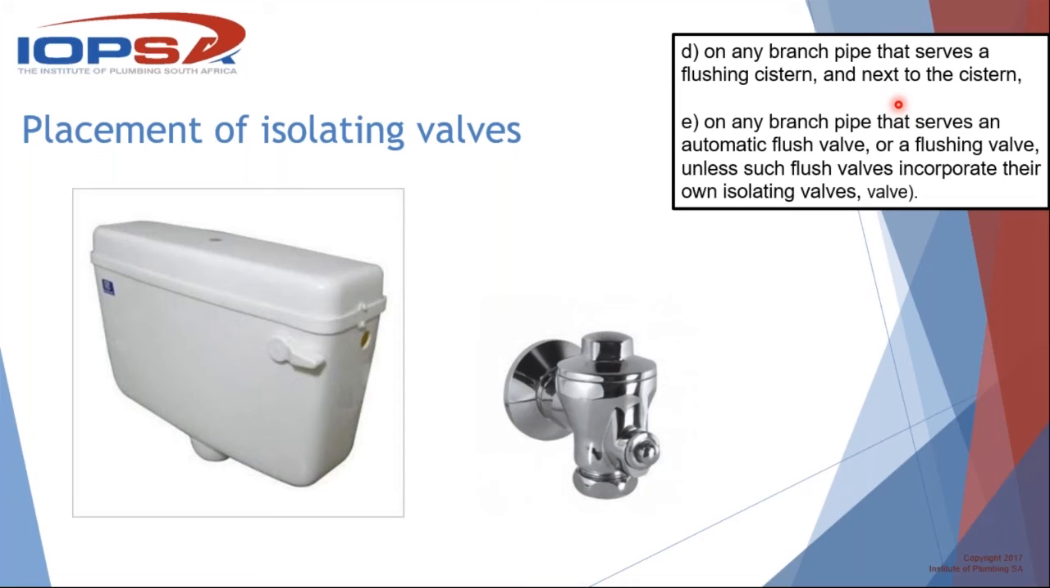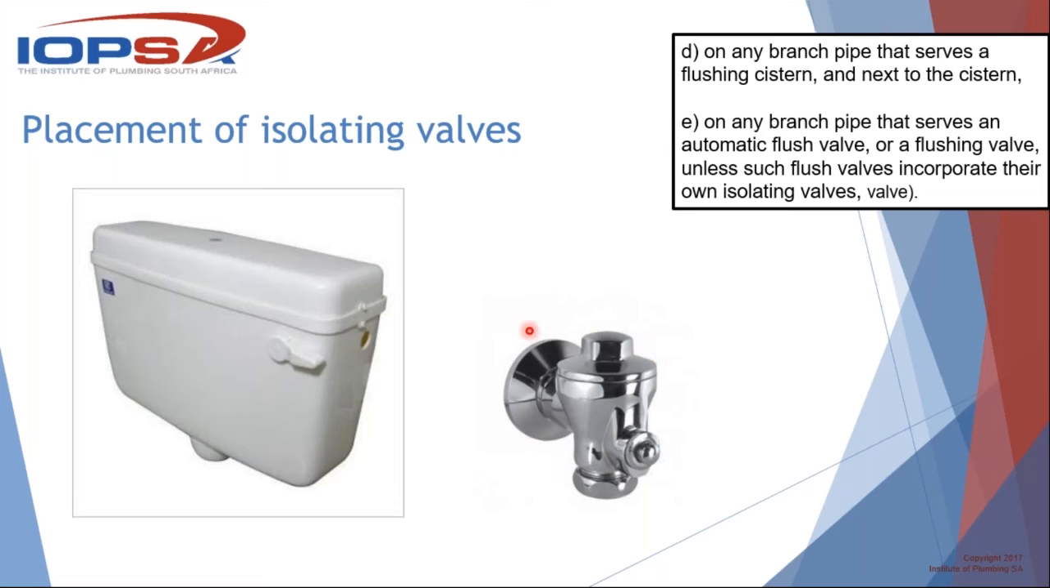It's much simpler. E, on any branch pipe that serves an automatic flush valve or a flushing valve, unless such flush valves incorporate their own isolating valves. Something like this will incorporate an isolating valve, but it's always tricky to get to. And the manufacturers would probably be very happy if you were to put an additional isolating valve on the supply line to this thing. So yes, the standards do say unless it incorporates its own isolating valve, which this does. So essentially it's not something which would be non-compliant, but it's certainly preferable. But if the flush valve does not contain its own isolating valve, then of course that needs to be put in.